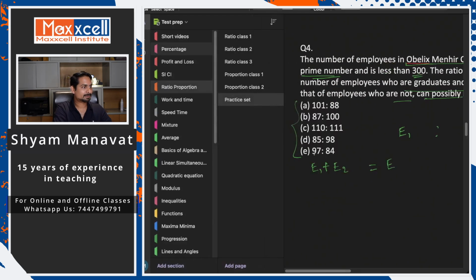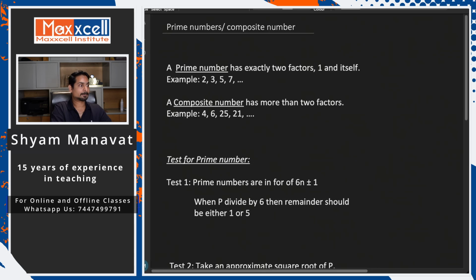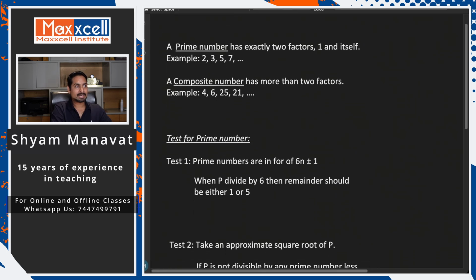So let's see prime numbers. Prime number and composite number. Prime numbers are those having exactly two factors. Two factors means two divisors. They are divisible by exactly two numbers. Which are they? 1 and itself. For example, 2, 3, 5, 7.